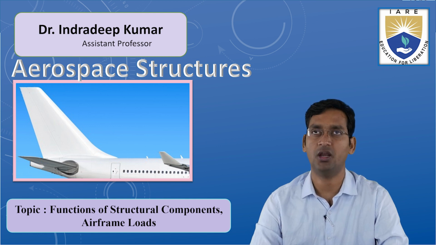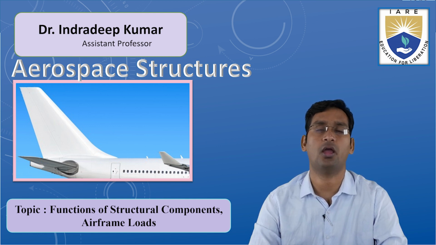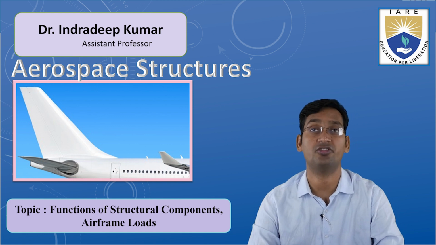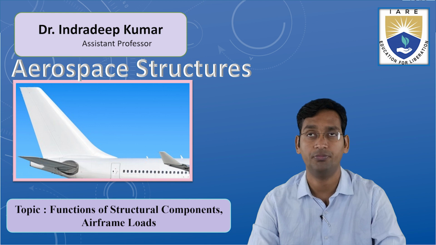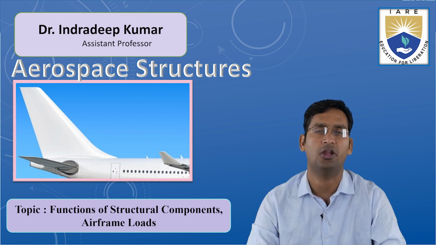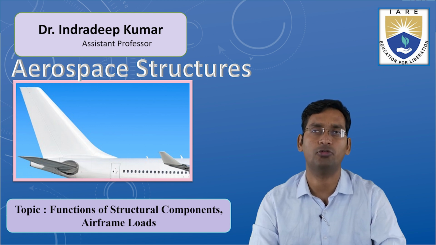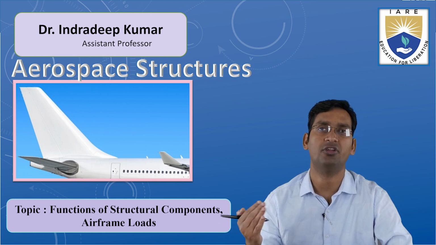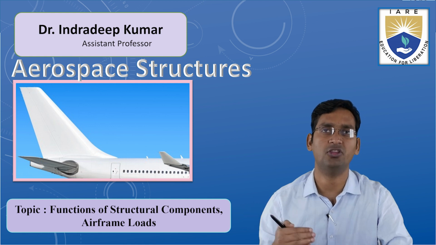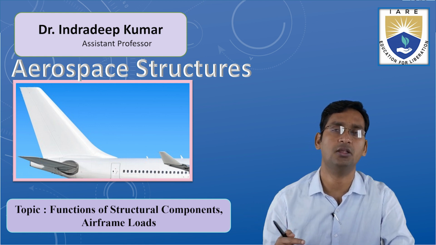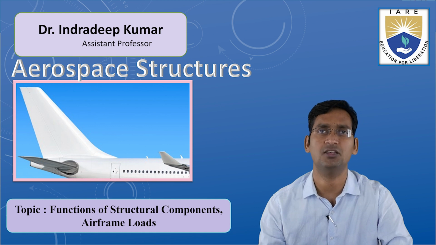So in the previous video we had seen how the loads are acting on the aircraft, and the function of structural elements. We had seen the two types of loads: ground loads and air loads. The ground loads are what? When the aircraft is in contact with the ground, whatever load is acting during taxiing, movement or towing is called ground load.